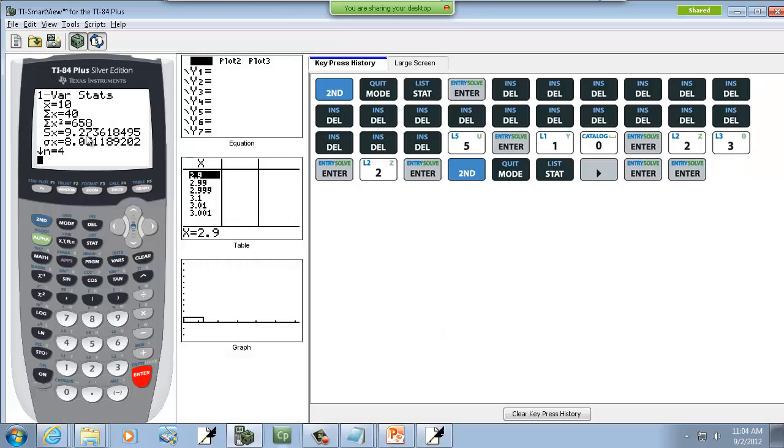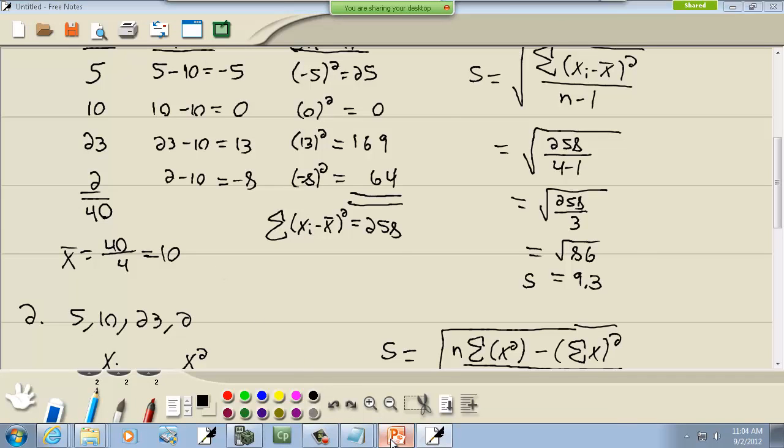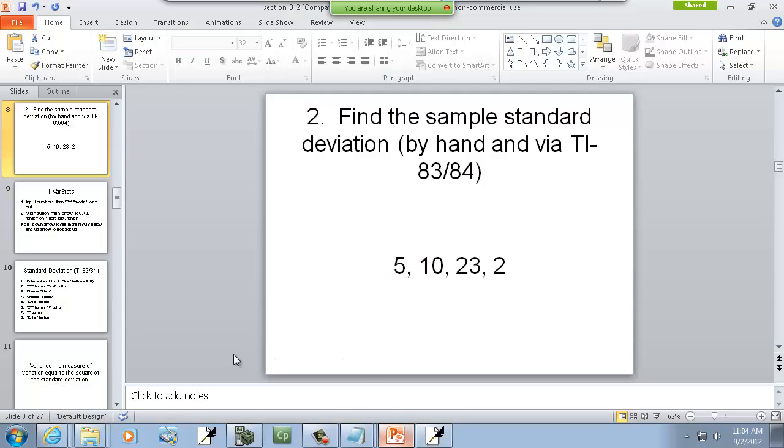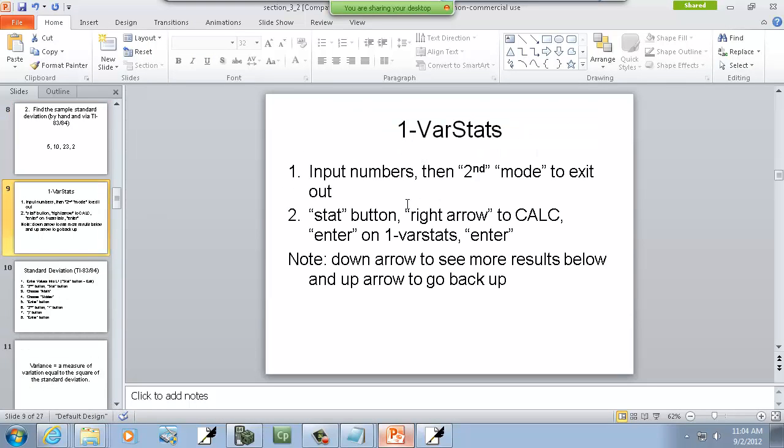Okay, so the Sx is our sample standard deviation. The one right below it, that's the o with a flip, that's our sigma x. That's our population standard deviation. So whether you're given a problem that's asking for sample standard deviation or population standard deviation, 1-Var Stats will give you both of those. And I put the steps here to refresh your memory.